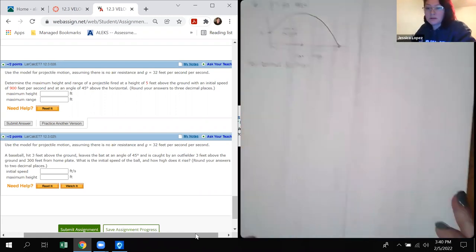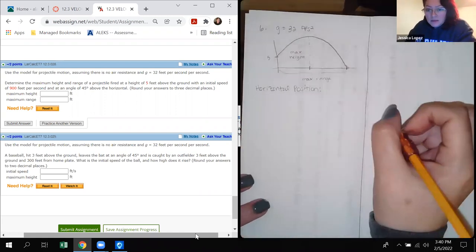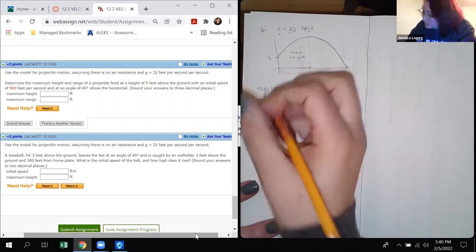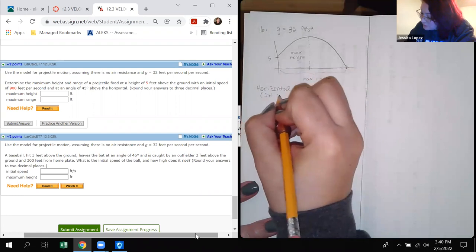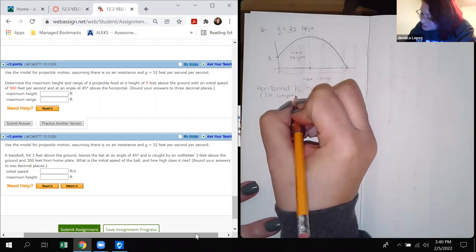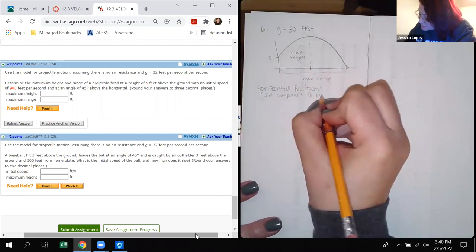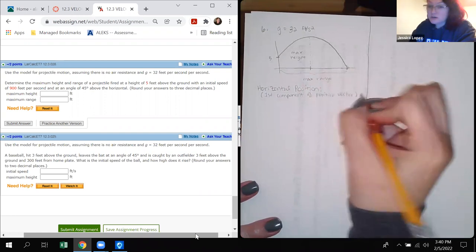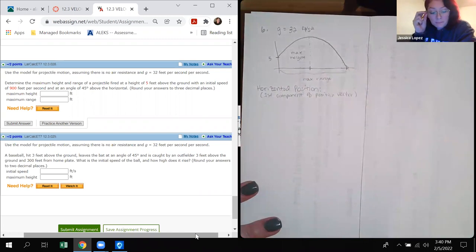There. That's all I wanted. Okay, so the horizontal position. This is the first component of my position vector. The horizontal piece is just the first component, right?